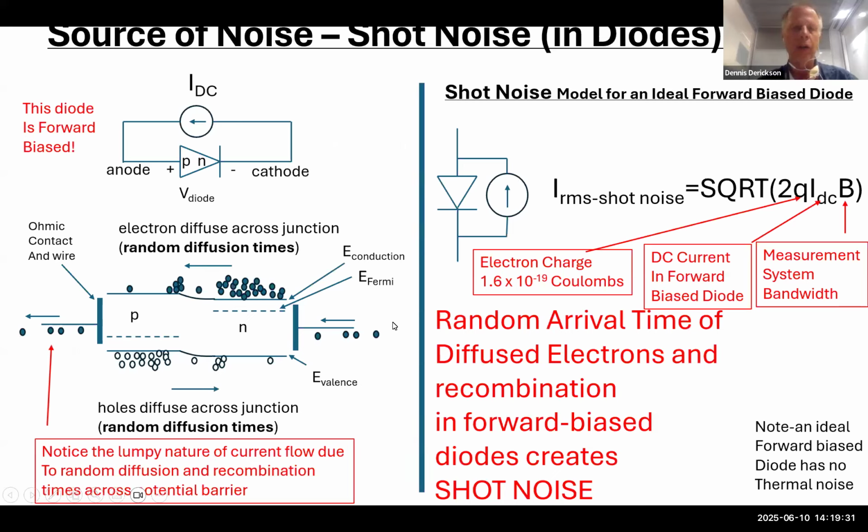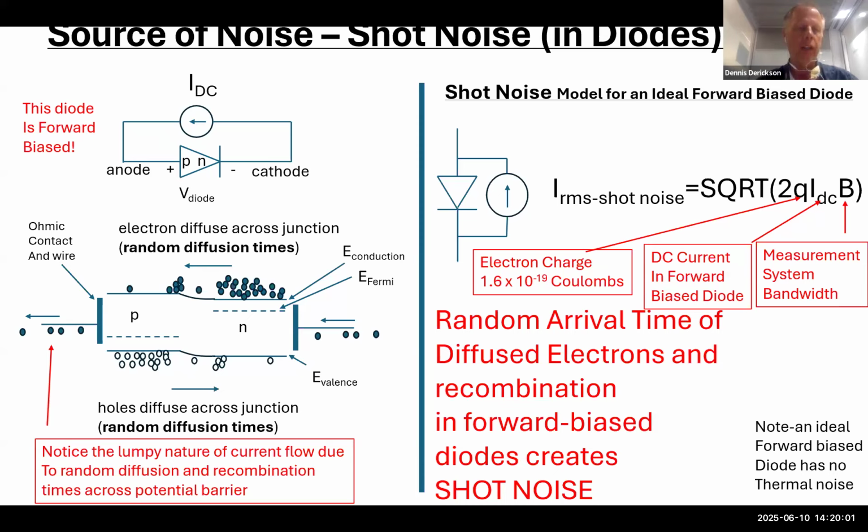Okay, so let's talk about the source of noise, in this case, shot noise in diodes. We'll start in the top left right here. We have a PN junction diode right here. There's the diode symbol. We have the anode, the positive terminal, cathode, the negative terminal. We're putting current through with a current source in the direction of the arrow, meaning that this is a forward biased diode.